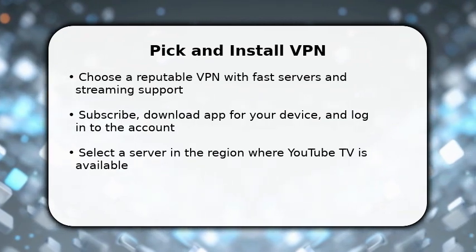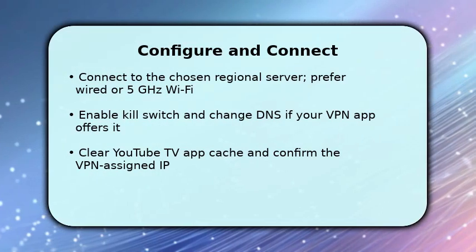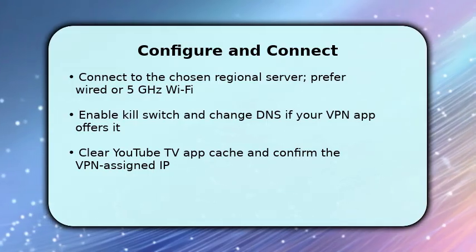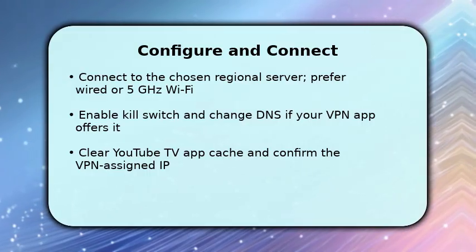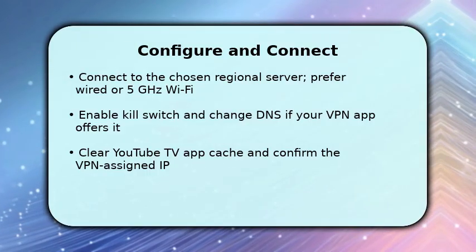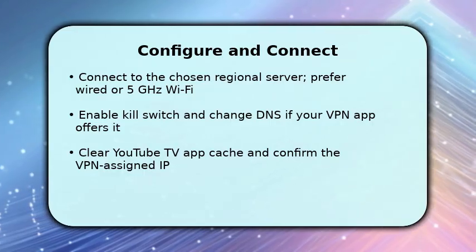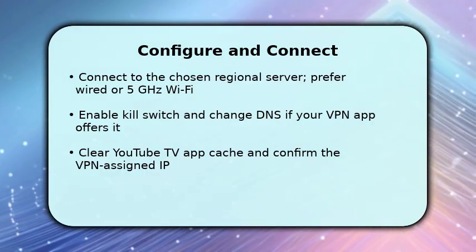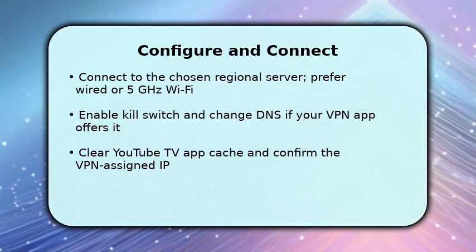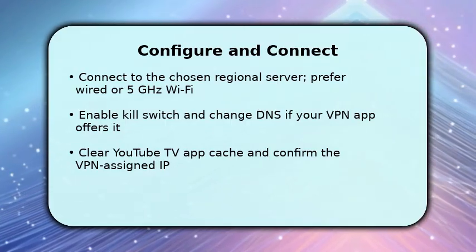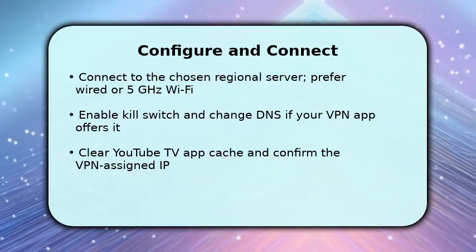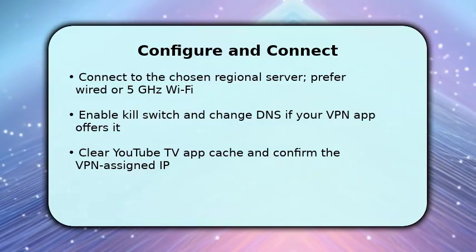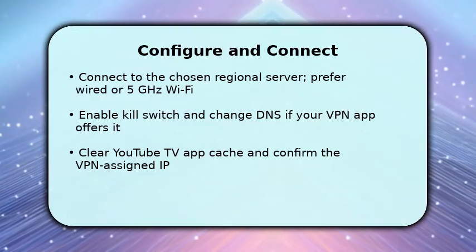Once connected to the regional VPN server, make sure your network is stable. Use wired or 5 GHz Wi-Fi for best results. Enable the VPN kill switch so the connection won't leak your real location, and change DNS inside the app or device if that option is available to prevent detection. After that, clear the YouTube TV app cache or browser cookies and verify the public IP matches the VPN region. This avoids playback blocks when you launch.